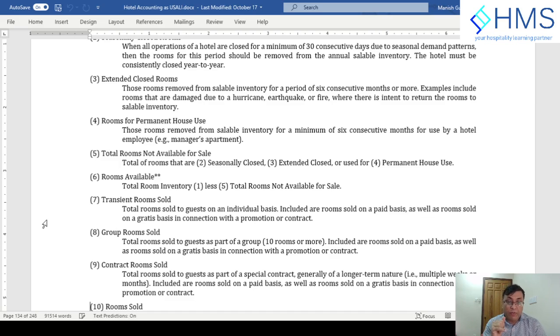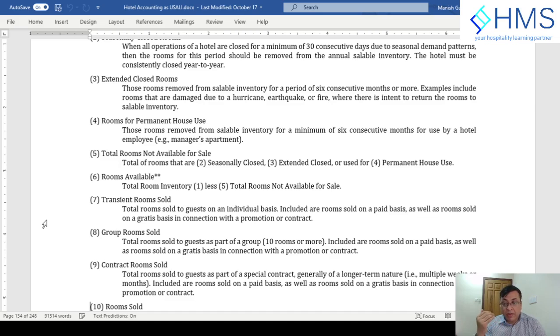The third room is the contract room sold. So this is the total room sold, right? So total room sold will be part of three: transient room sold, group room sold, and contract room sold. The contract room sold is a special contract with a special rate when the contract length is more than 30 days, a month, or 6 months, or a quarterly basis. So in these kinds of cases, the room sold will be considered as contract room sold.